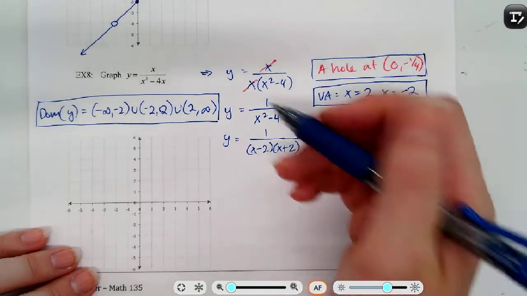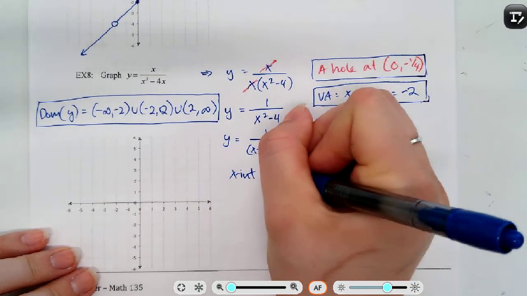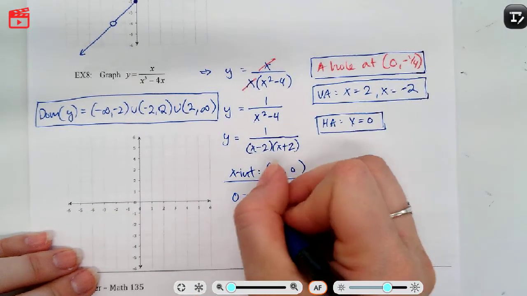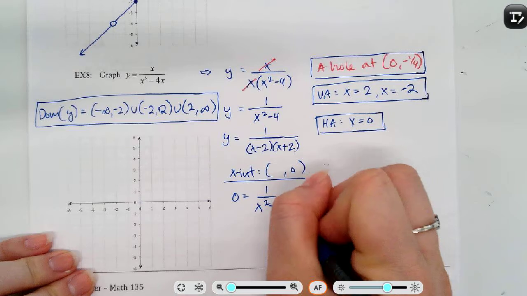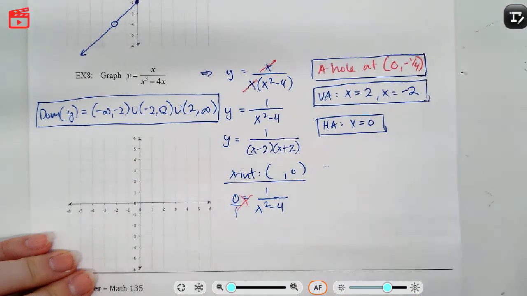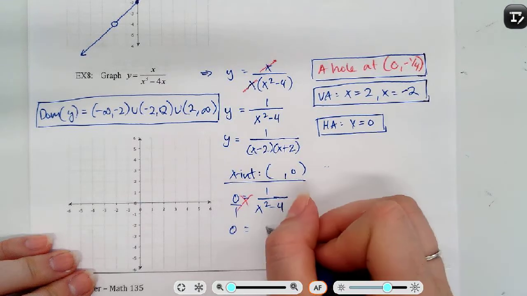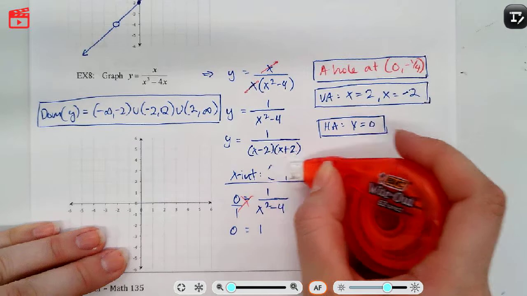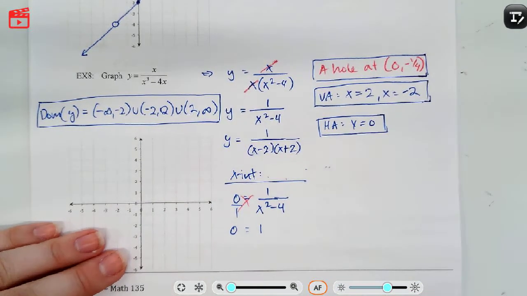Okay, let's go ahead and try to find the intercepts. So x-intercept, set y to 0, and solve. That's going to be, let's see, cross multiplying. Oop, not a true statement, so we do not have an x-intercept because 0 does not equal 1.